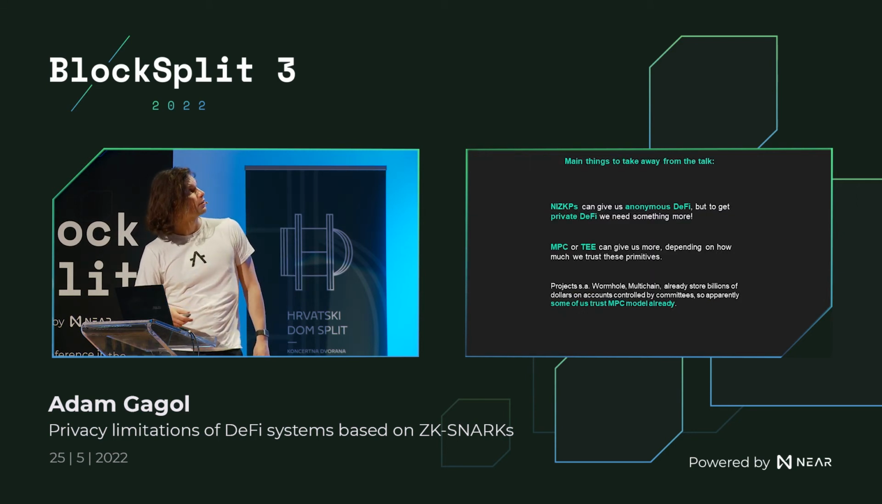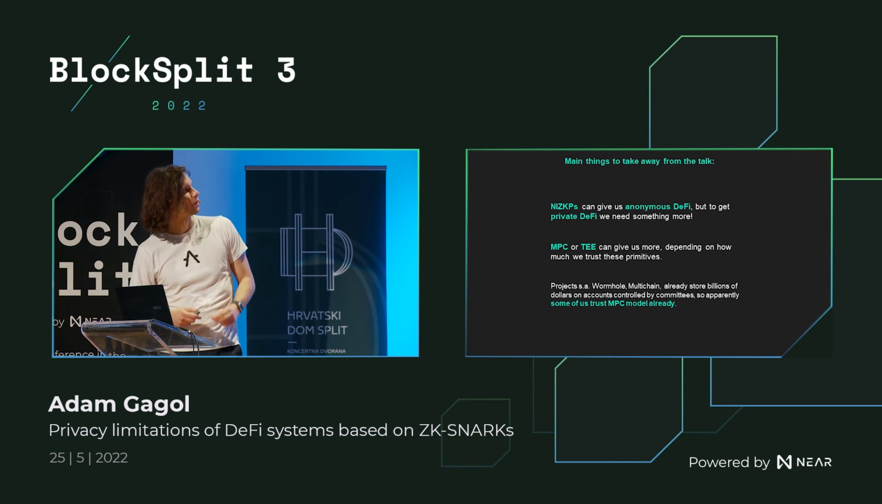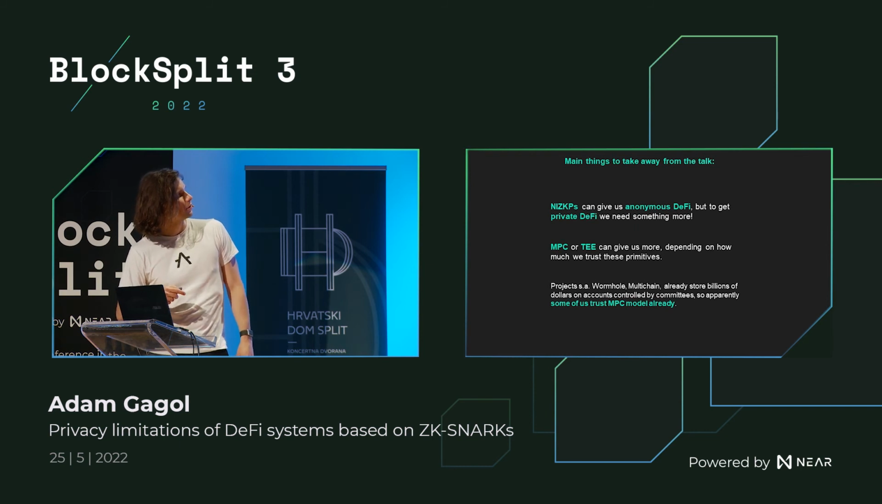Okay, so what are the main things to take away from this talk? First is that zero-knowledge proofs can give us anonymous DeFi, but they cannot give us private DeFi right now. The second thing is that MPC and TEE can give us more, depending on how much we trust it. And the last one is that apparently we trust MPC quite a lot, because there are projects right now which literally store billions of dollars of value behind committees.